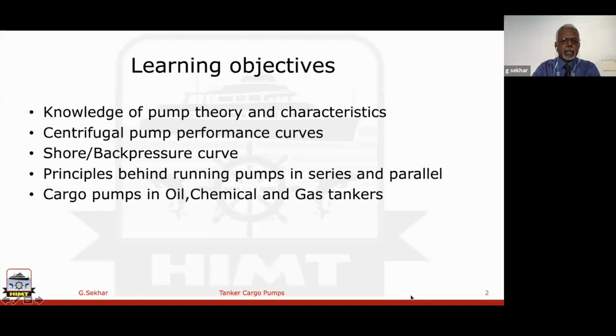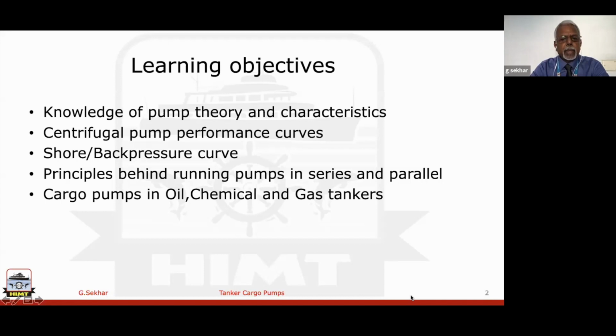And the back pressure curve, or what we call the shore curve, because with cargo pumps we need to look not only at the inlet or suction side of the cargo pump, but also the discharge side, at what rate we are giving the cargo to the shore tanks. That will decide when we complete discharge. Usually the thumb rule, as I said earlier, is about 24 hours, and very often we finish the cargo in 20 hours, 22 hours, sometimes even less.